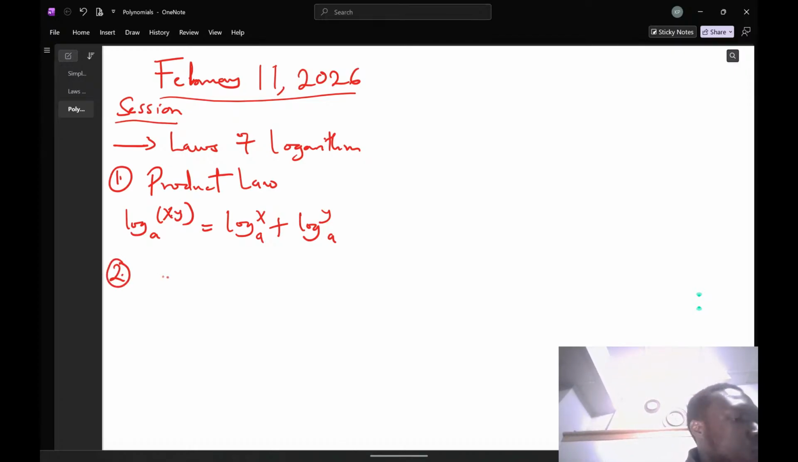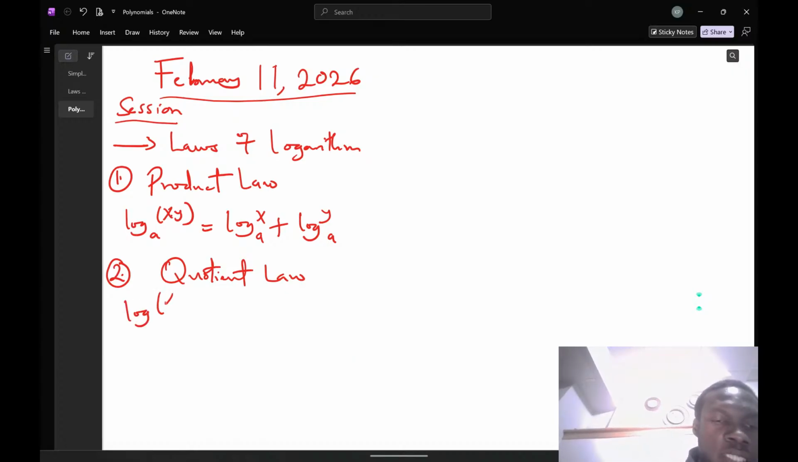Number two, we have the quotient law. The quotient law says that if we have log x divided by y base a, there will be a minus separating these two. Because they have the same base, the quotient law says we write it as log x base a minus log y base a.